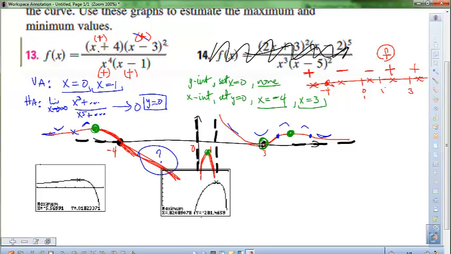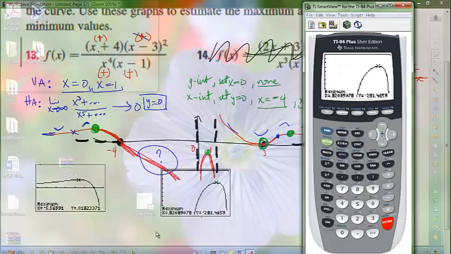So here's our maximum. Now over here we're going to see another maximum, a minimum at 3 and a maximum at some point past 3. So let's see if we can find that in our calculator.